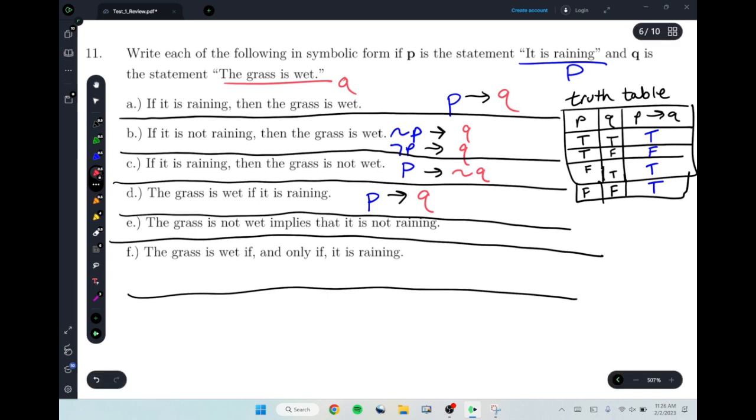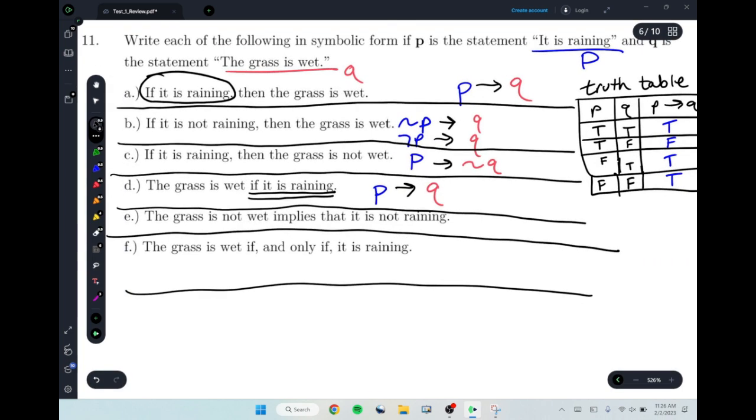Look, here's the thing: "if it is raining" is the exact same thing as this statement right here. The grass is wet if it is raining. It's not saying if the grass is wet, it is raining. That would be Q implies P. F is a good one. F is the only one that's a little tricky here. The grass is not wet, so that's not P, right? Implies that it is not raining.